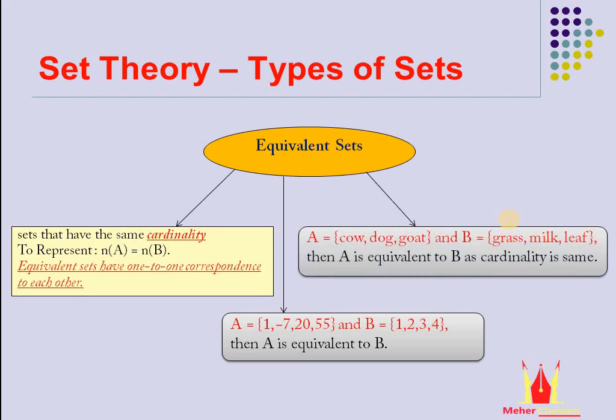Let's take another example of A having cow, dog and goat, and B having grass, milk and leaf. So the cardinality of both the sets is 3 here. So A is equivalent to B.